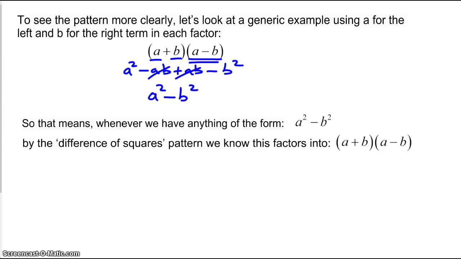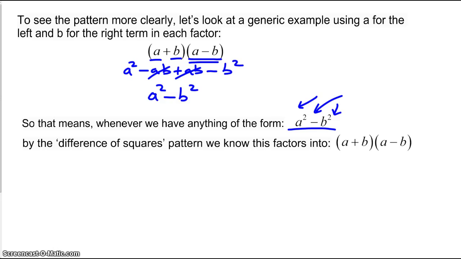And so what that means is, whenever I have anything of the form something squared minus something else squared, you can write it as the left item plus the right item times the left item minus the right item. Okay, so we just say a squared minus b squared can immediately be factored by its pattern into a plus b times a minus b. Okay, and this is called a difference of squares because it's a difference of two things that are squared.